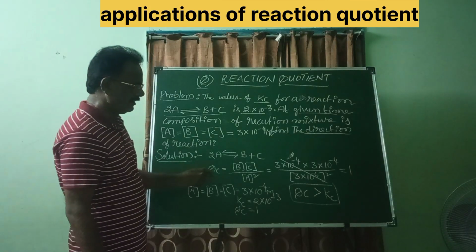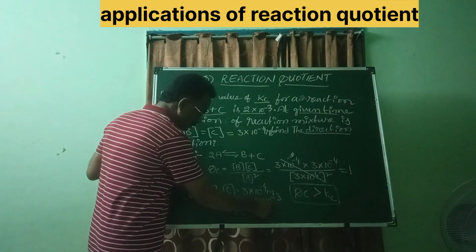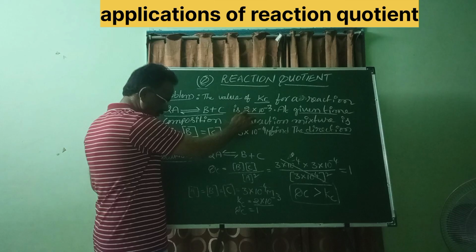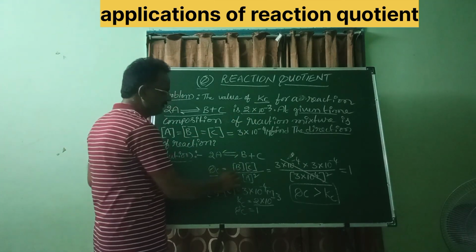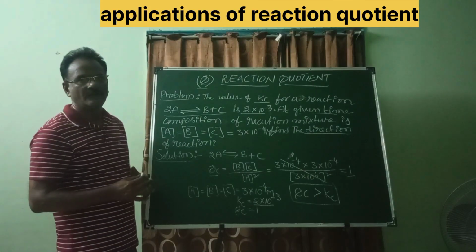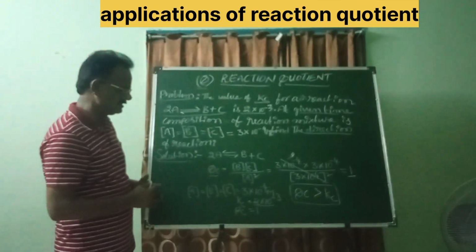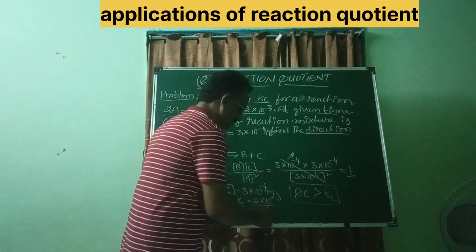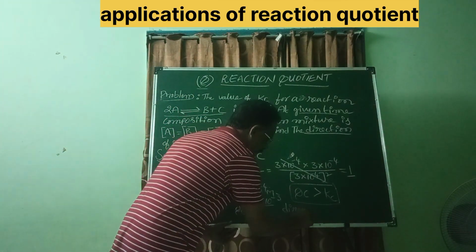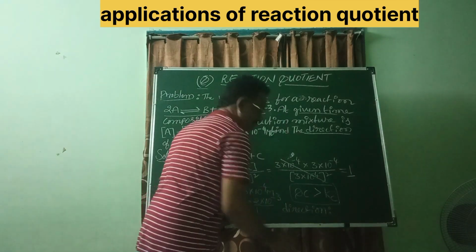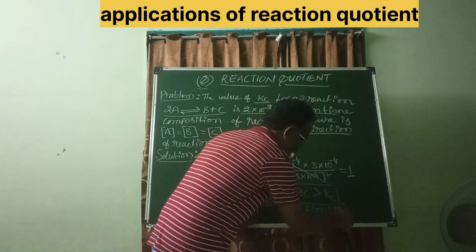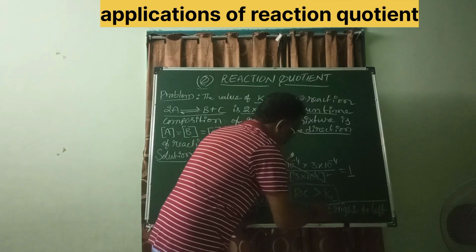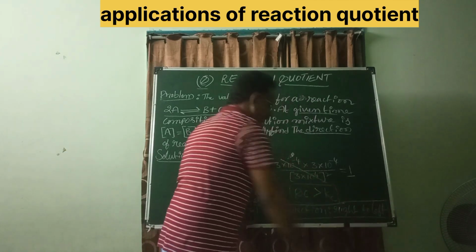How do you get the relation? As per the problem, the value of KC is equal to 2 into 10 power minus 3. As per our solution, we got the value of QC is equal to 1. So when you consider the relation, QC is greater than KC, then the reaction will proceed in the reverse direction. Reverse direction means from right to left. Is it clear? The direction of reaction is from right to left.